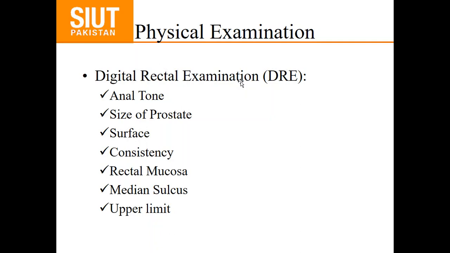The points that we note are the tone of anal sphincter, size of the prostate roughly, the surface, consistency, whether hard or rubbery, or rectal mucosa if it is mobile over the prostate or fixed, median sulcus if it is palpable or not palpable, upper limit if it is reachable or not reachable.